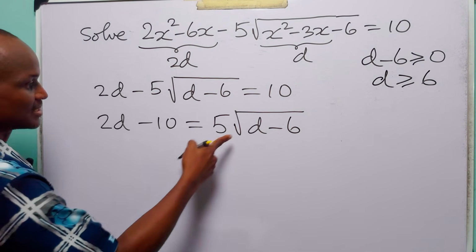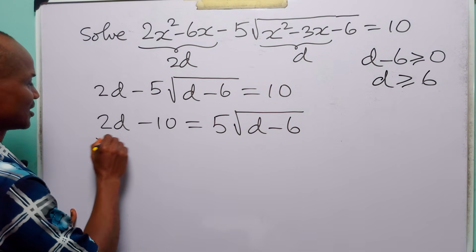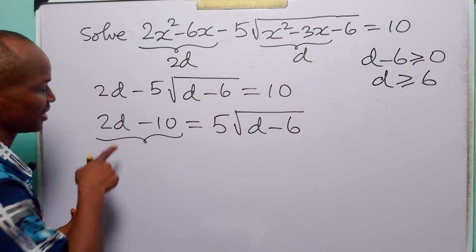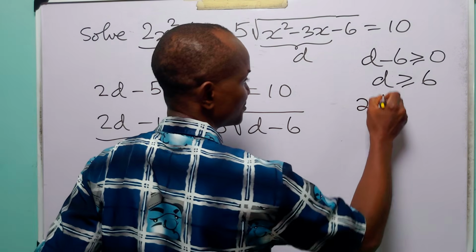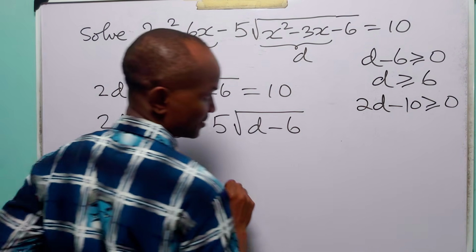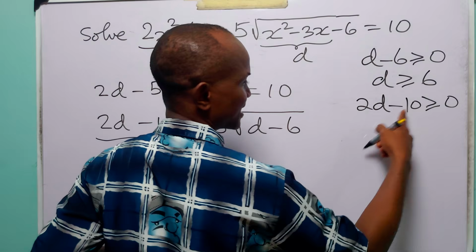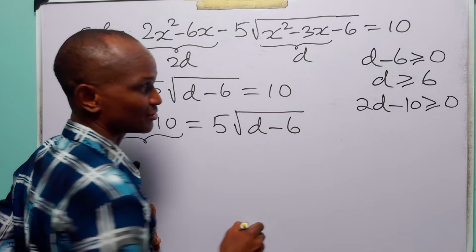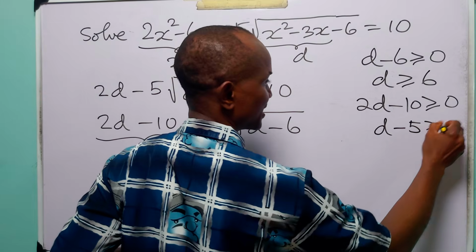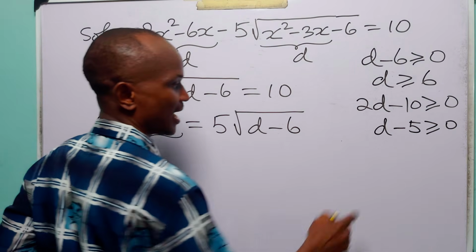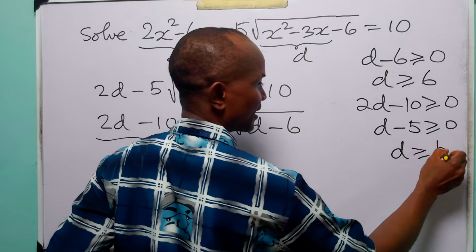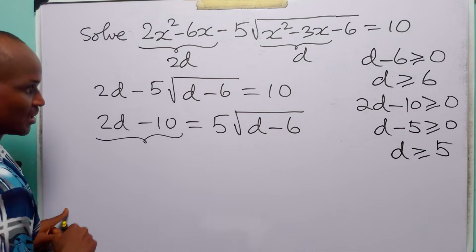Now, also, since this is a square root, 2d minus 10 must also be positive. So we have that 2d minus 10 must be greater than or equal to 0. Dividing both sides of this inequality by 2, we have that d minus 5 must be greater than or equal to 0. And of course, from here we have that d must be greater than or equal to 5.